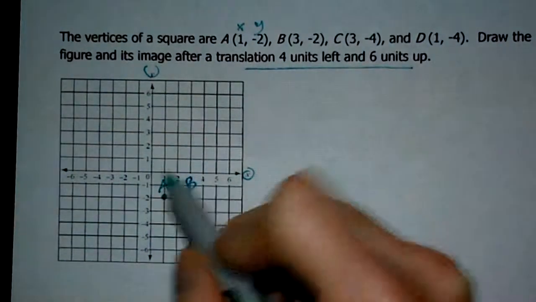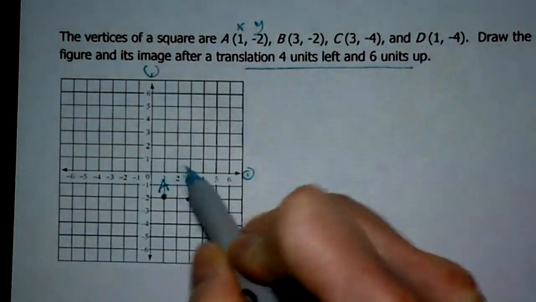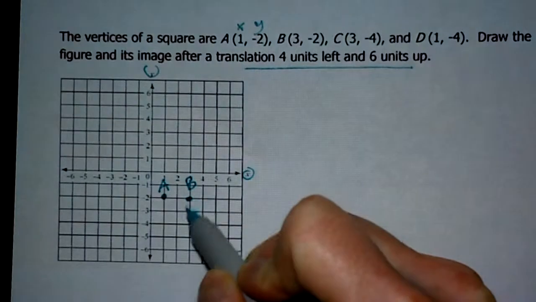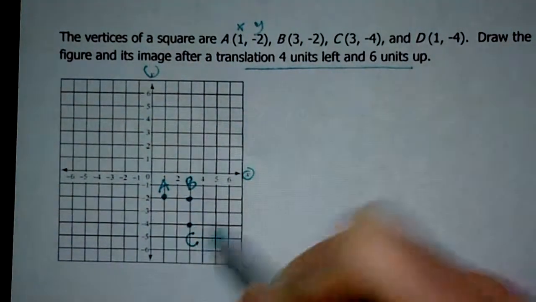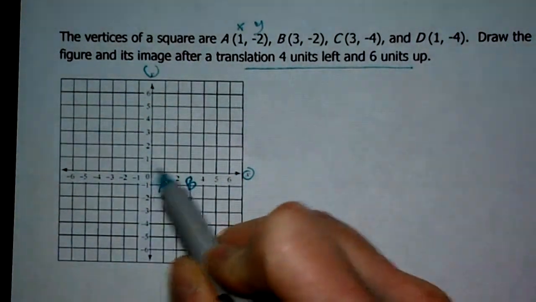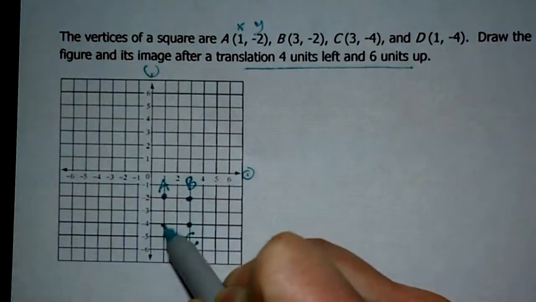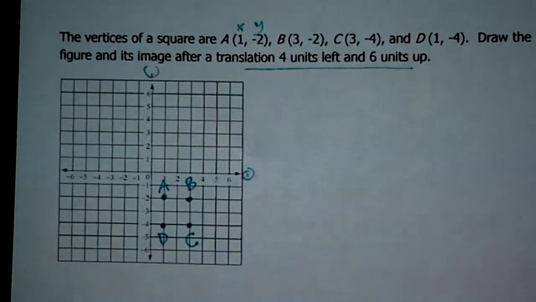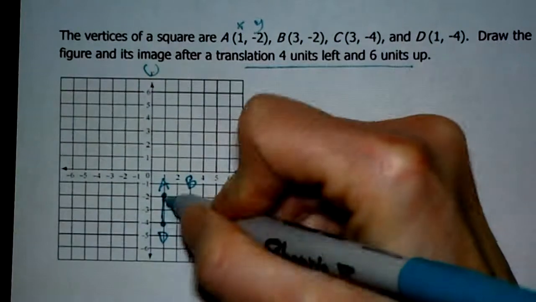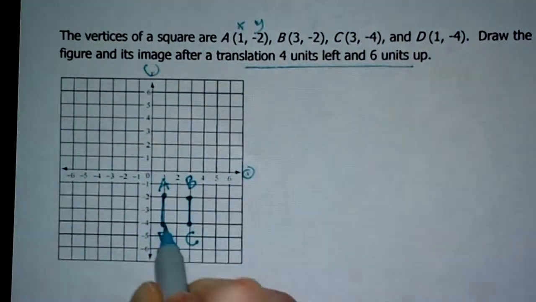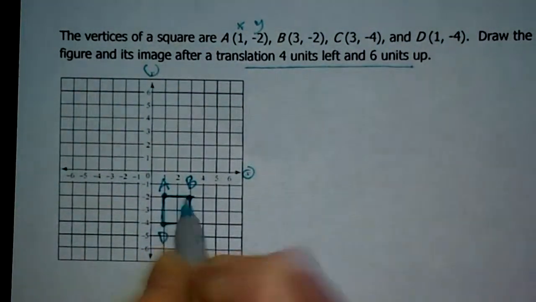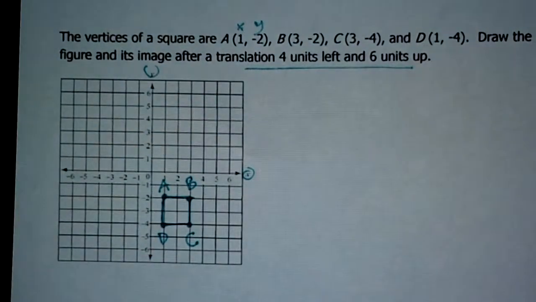C is 3, negative 4. So back to the origin, 3 to the right, and 1, 2, 3, 4 down. And D is 1, negative 4. So 1 right, and 1, 2, 3, 4 down. Now that's a square. So we're going to draw those lines, and they happen to be right on the line. So maybe we could cheat a little bit.